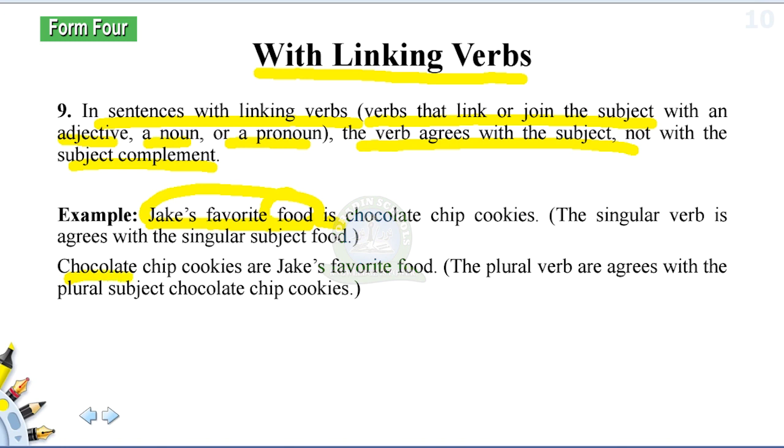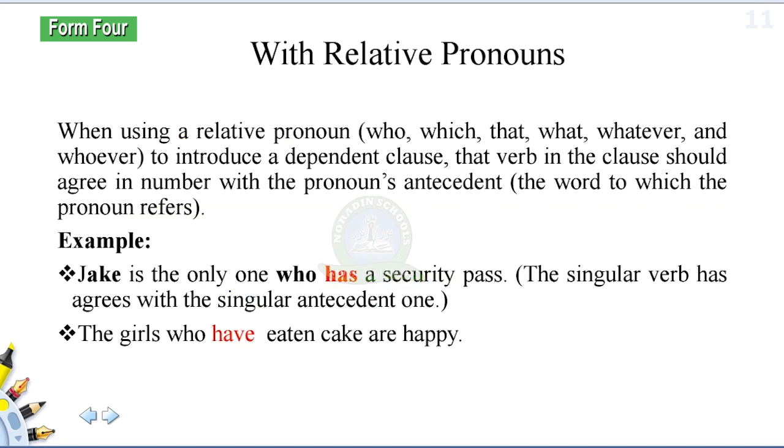Okay, chocolate chip cookies. This is plural. Chocolate chip cookies are Cheik's favorite. We changed the order of the sentence: are Cheik's favorite. So cookies is plural, so we're going to use are, the linking verb are. So the plural verb are agrees with the plural subject chocolate chip cookies. So we're going to use a plural verb.